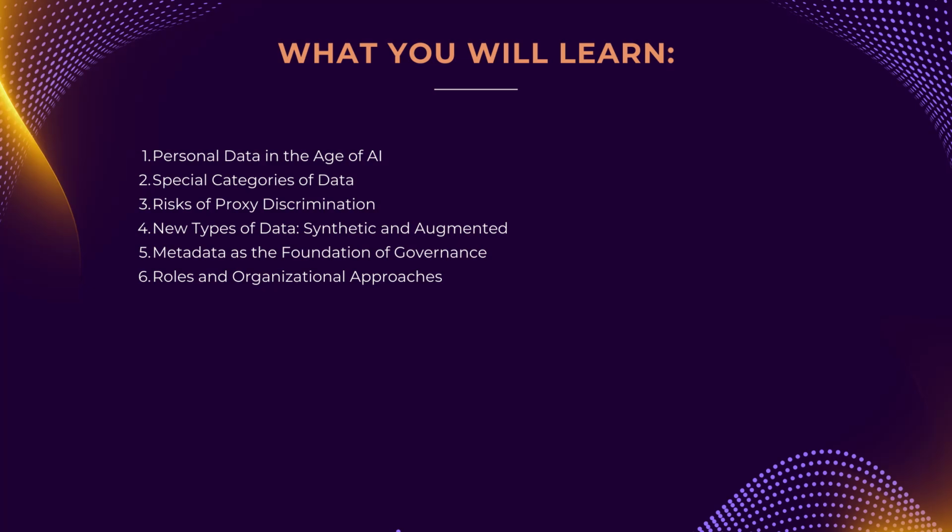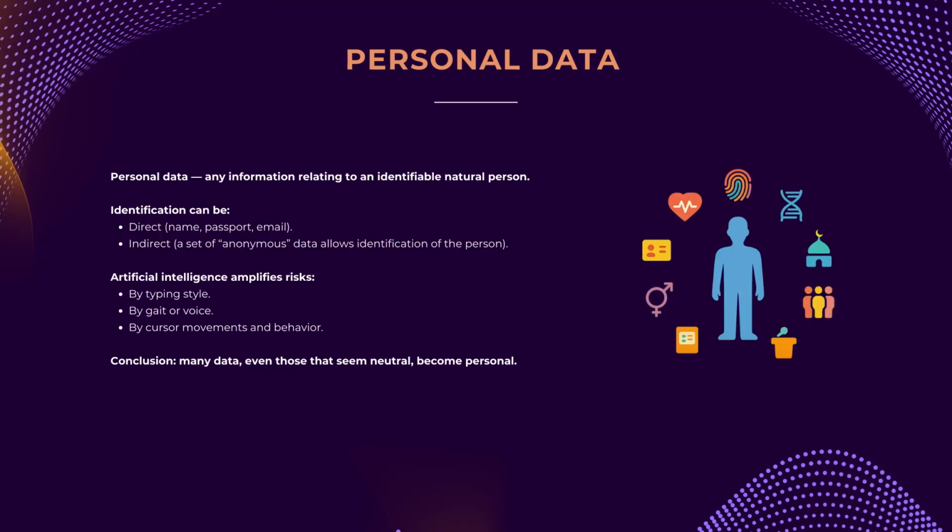Now let's begin. In the last lesson, we classified data by their structure. Now let's look at them through the lens of privacy. Personal data are any information relating to an identifiable natural person. The key word here is identifiable. Identification can be direct, when we have a name, a passport number, an email address or a home address. But it can also be indirect, when a set of seemingly anonymous data makes it possible, with high accuracy, to single out one person from a group.